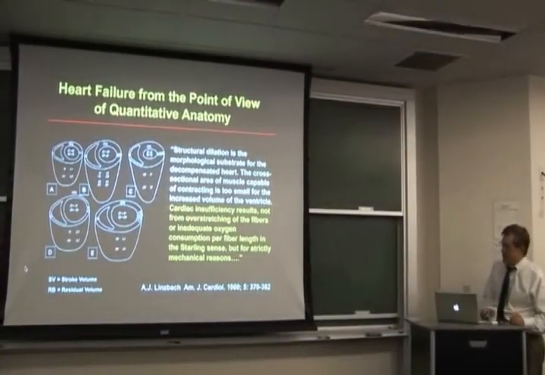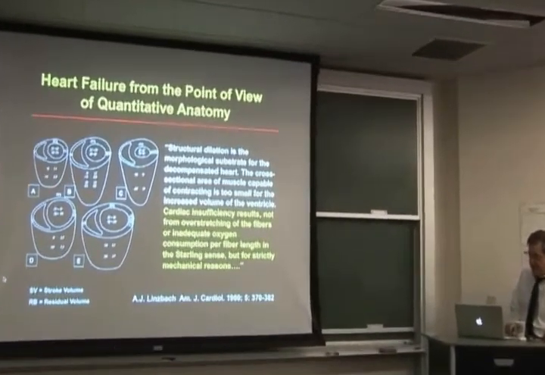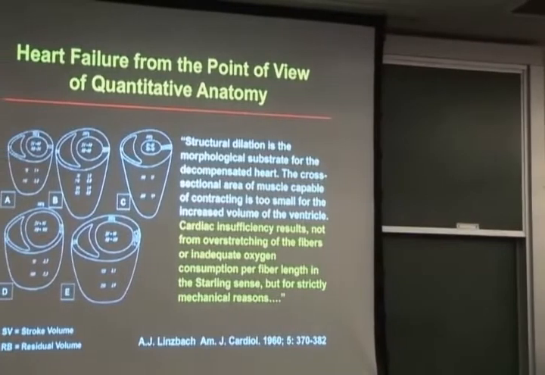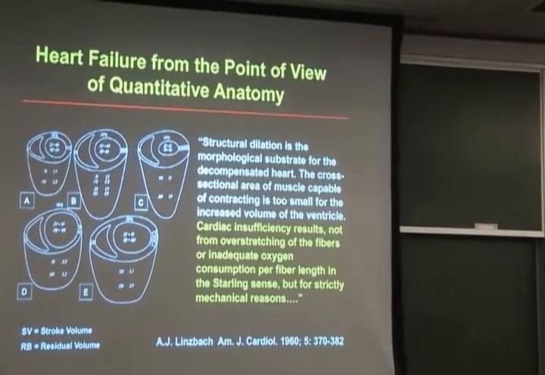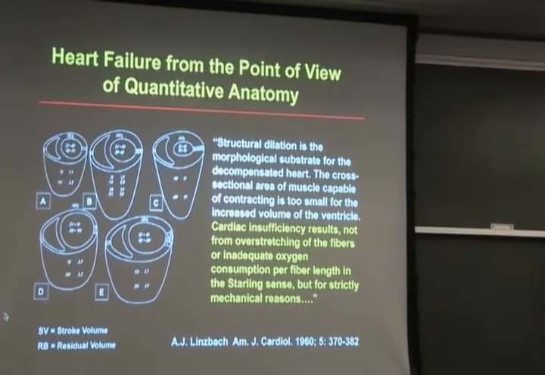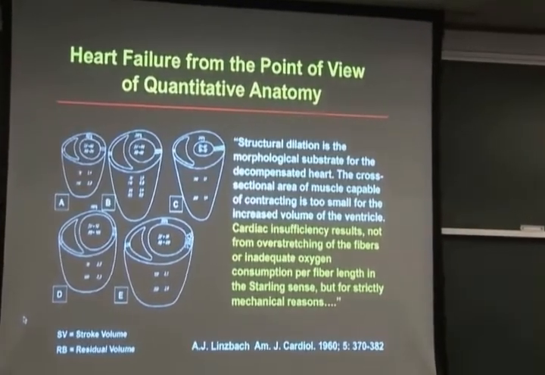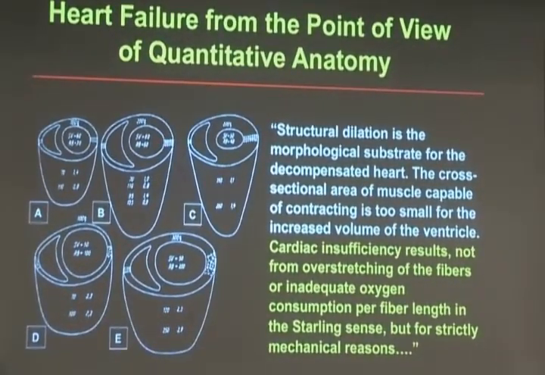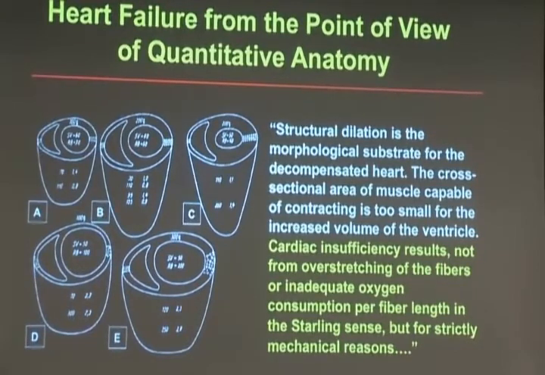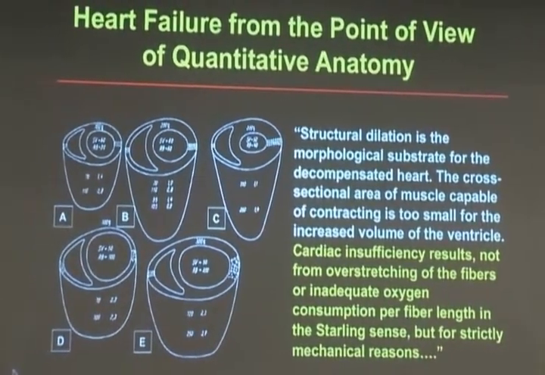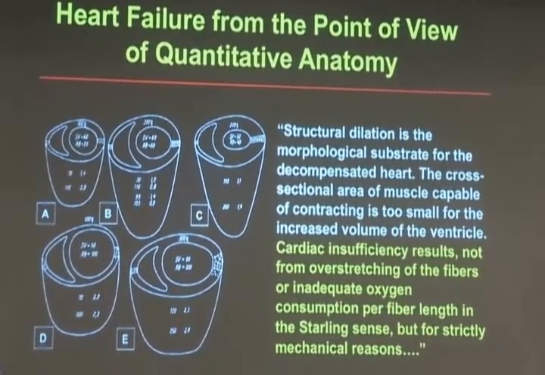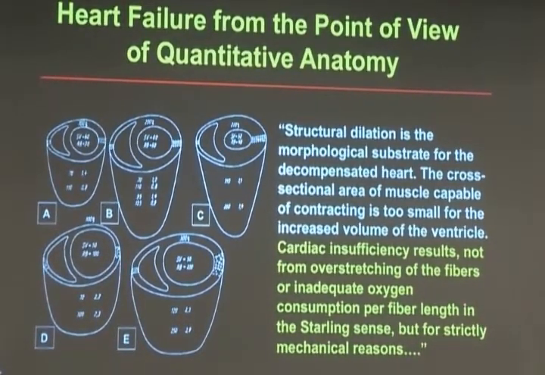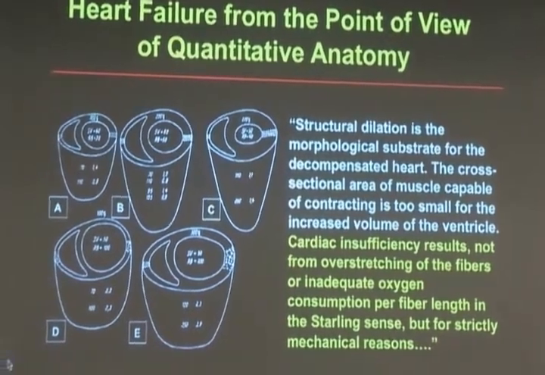But the guy who actually, I think, got it right in terms of the modern perception was Linzbach, who was a pathologist. Here he states that structural dilation is the morphologic substrate for the decompensated heart, and that the cross-sectional area of muscle capable of contracting is too small for the increased volume of the ventricle. Cardiac insufficiency, i.e. heart failure, results not from overstretching of the fibers or inadequate oxygen consumption, which were the theories of the day, but because of strictly mechanical reasons. So the whole concept is that the big ventricle really can't contract well and sets itself up for a variety of downward spiral scenarios that lead to worsening heart failure.